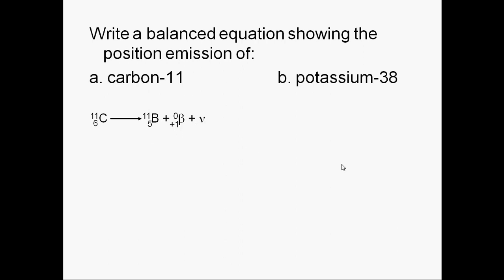For potassium 38, again, same deal. We've got potassium with a mass of 38. It loses one of its protons, turns it into a neutron and a positron, and that gives us argon 38 instead. And again, as always, we can check our work by making sure that our top numbers add up to be the same on both sides, and our bottom numbers add up to be the same on both sides.